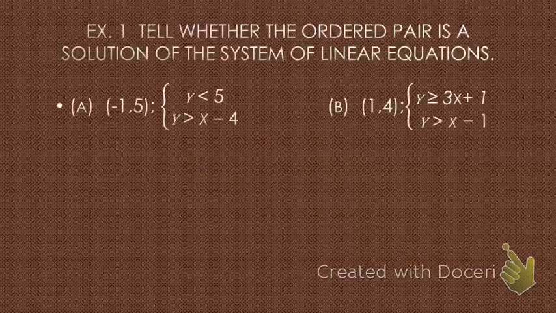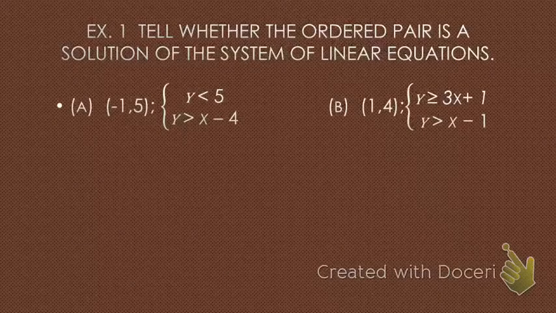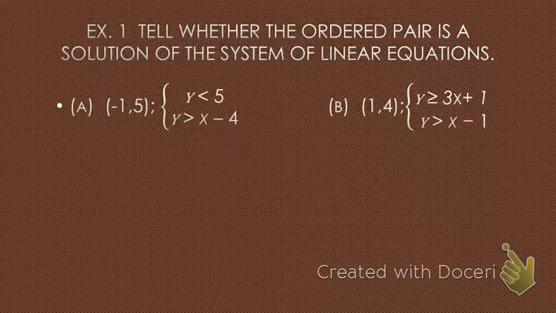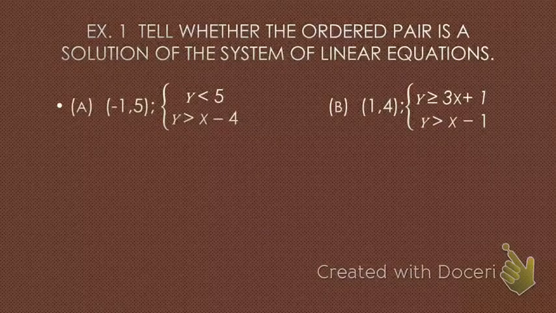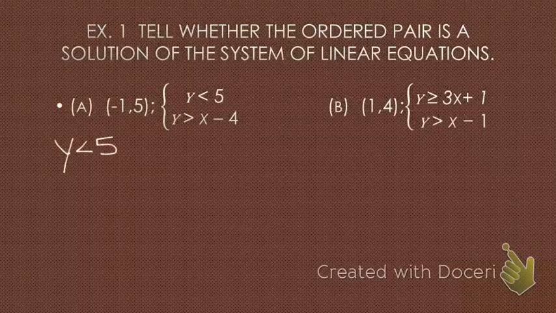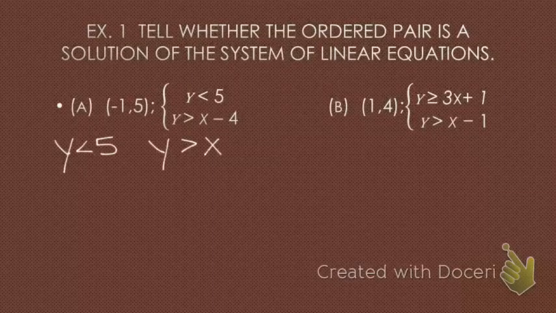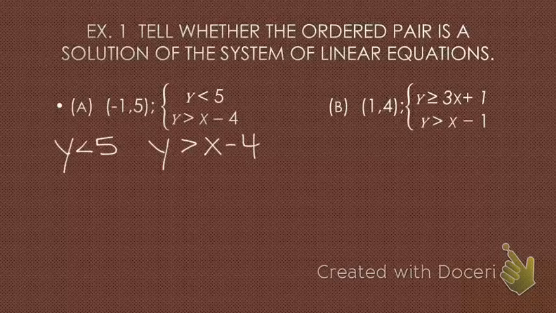Now, in example number 1, we're going to start simple. It says, tell whether the ordered pair is the solution of the system of linear equations. Now, they've given us a point. So what are we supposed to do with the point that they have given us? Plug it in. We're going to bring down the first inequality. So y is less than 5. And then right beside it, we're going to bring down y is greater than x minus 4. All right, that's the first thing we're going to do, is bring down both inequalities.